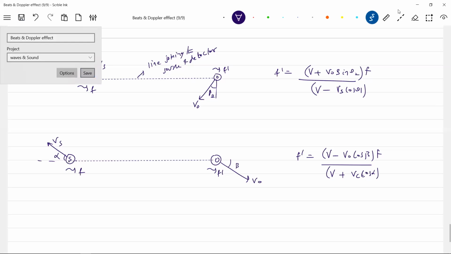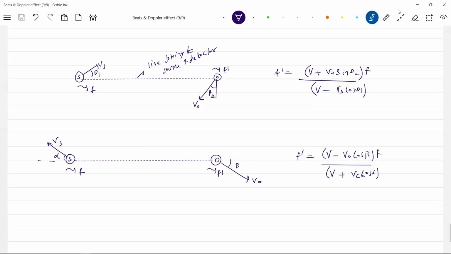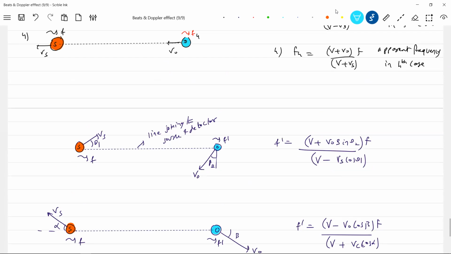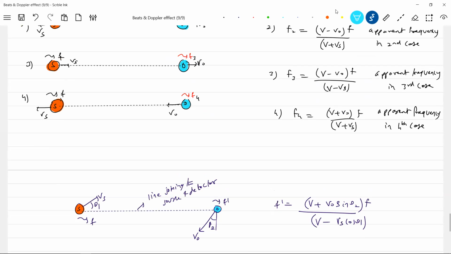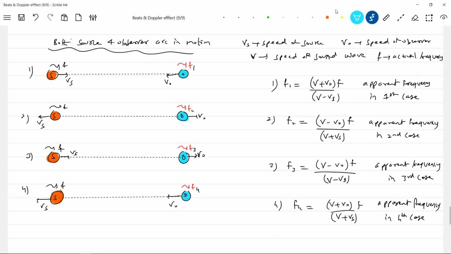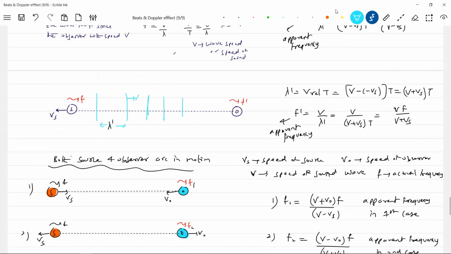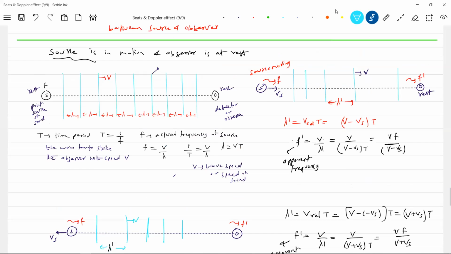Okay, listen. Now go through all of this so you can work out some examples related to this. Some solved examples you can take and work out based on the beats. Beats is very simple. What is the beats? F1 minus F2. When to take F1 minus F2 or F2 minus F1, those conditions you have to go through. Like the tuning fork.